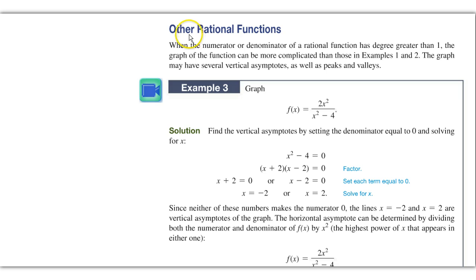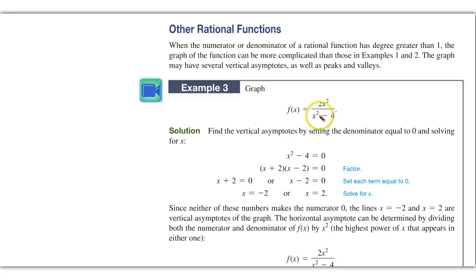Now, as we look at other rational functions, they may have a degree greater than 1, so these functions can be more complicated than those in examples 1 and 2. The graph may have several vertical asymptotes, as well as peaks and valleys that we mentioned earlier. All right, so they want us now to graph this particular rational function. Let's see what we know about it here.